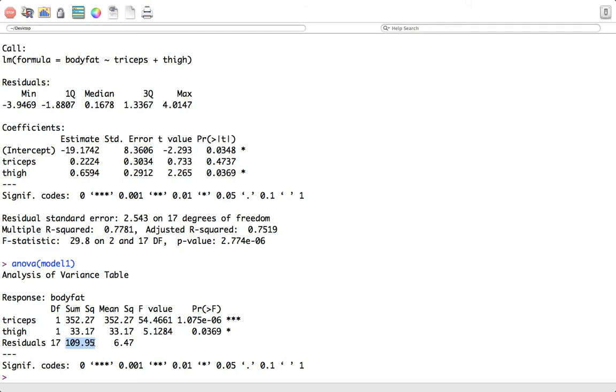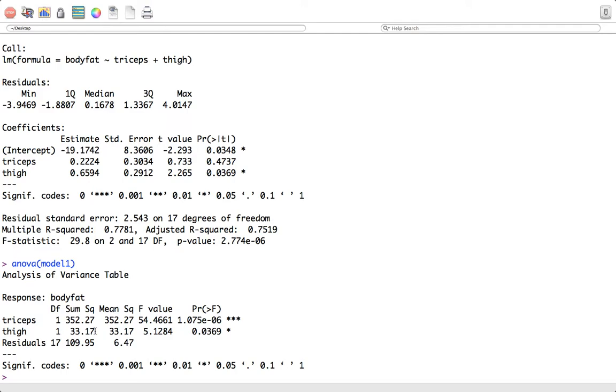So I'm going to write that over on the piece of paper, and we'll go there in just a second. Now, the sum of squares regression for x1 and x2 is going to be the addition of these two values right here, 352.27 and 33.17. So it looks like 385.244 would be the sum of squares regression.